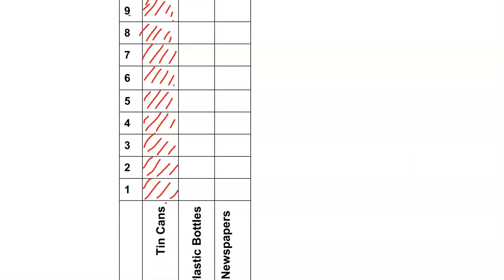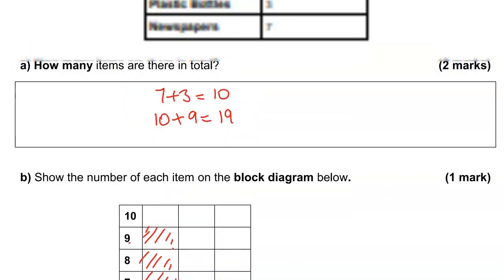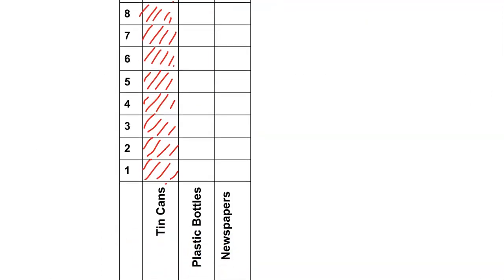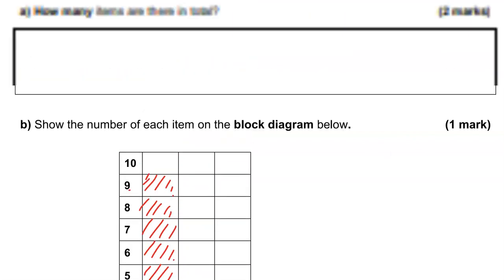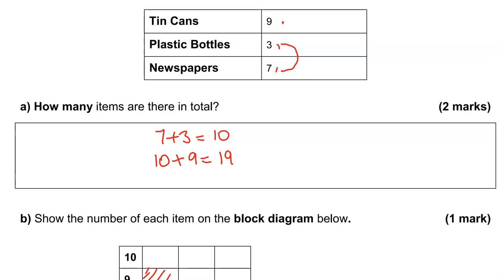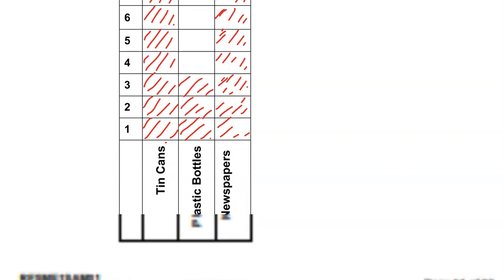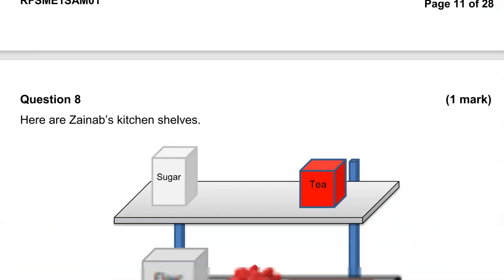Now we've got the plastic bottles, and it is 3 of them. So we're going to shade 3 boxes starting from the bottom. 1, 2, 3. And newspapers, that is 7. So 1, 2, 3, 4, 5, 6, 7. So that's gone up to 7. You could just color them in as well if you like.